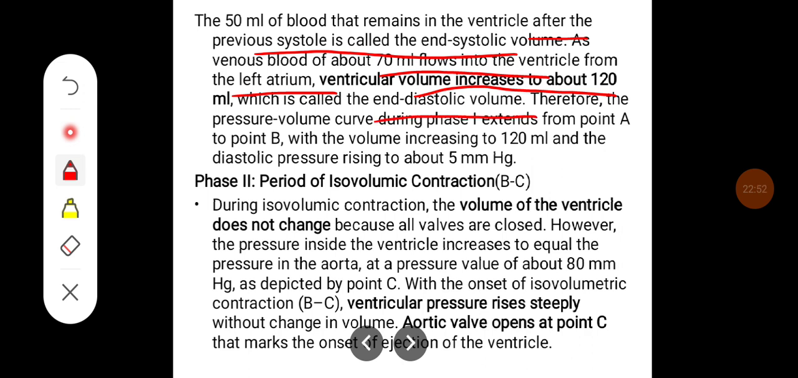Therefore, the pressure volume curve during phase 1 extends from point A to point B, with the volume increasing up to 120 ml and the diastolic pressure rising about 5 mmHg.